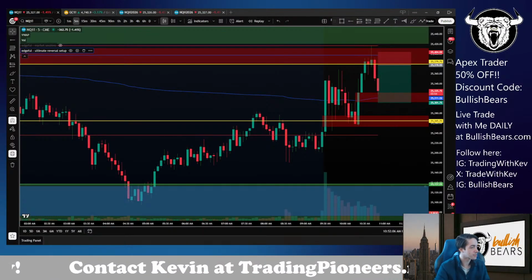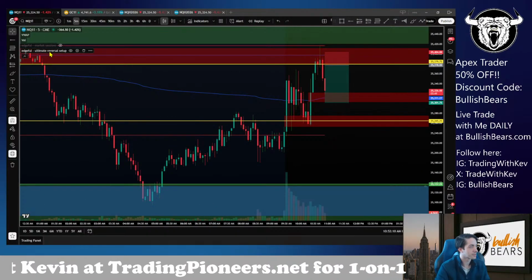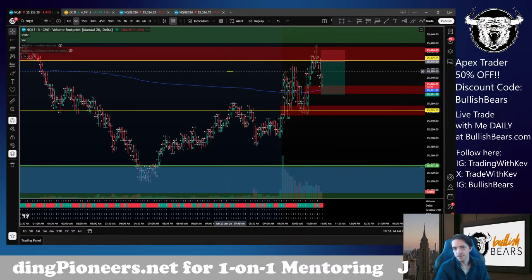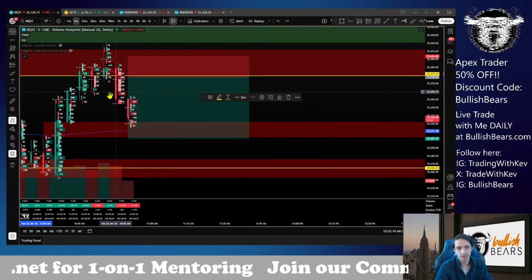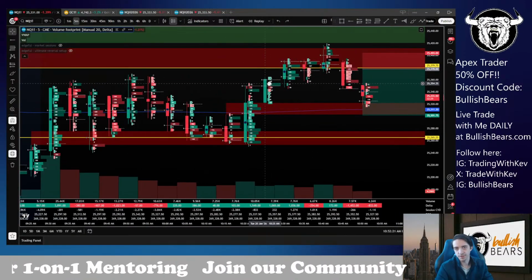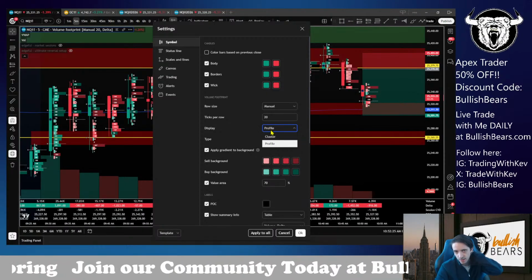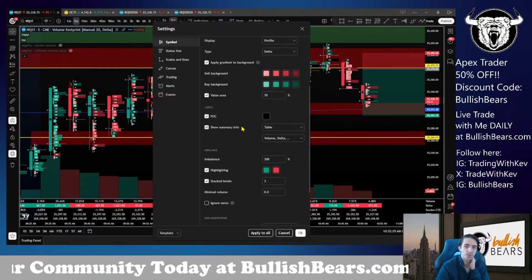The indicator on the bottom. Which indicator on the bottom? Oh, that's part of the footprint. So that is the table. That is when we double click. This is our settings for our footprint chart. Where is it? Where'd it go? Oh, here we go. Show summary info.